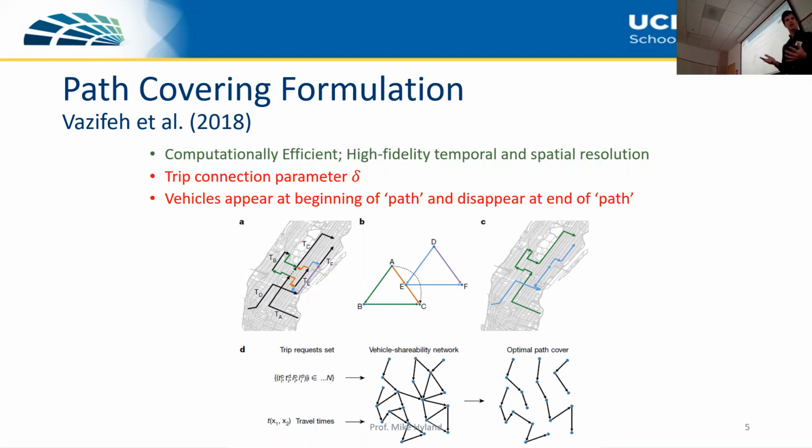And then the other downside is when they compute their metrics, particularly their empty miles traveled, they just assume that the vehicle appears at the start of every one of these paths and disappears at the end of every one of these paths. That is, they don't have to go back to the depot or from a depot to start the path.